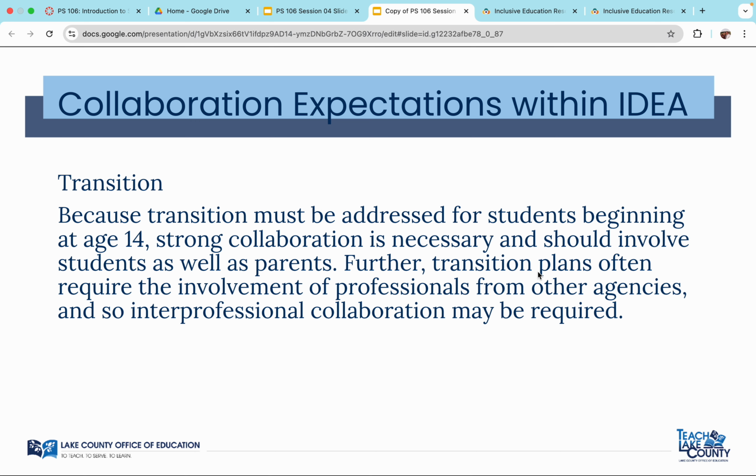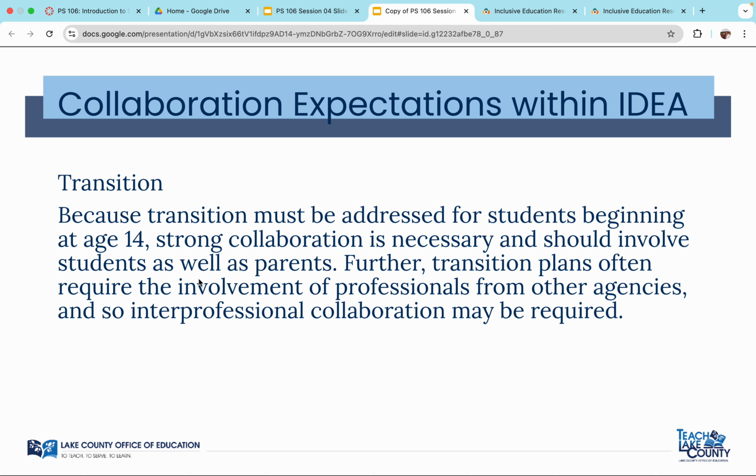Continuing with collaboration in transition, because transition must be addressed for students beginning at age 14, strong collaboration is necessary and should involve students as well as parents. Further, transition plans often require the involvement of professionals from other agencies, and so interprofessional collaboration may be required. So, age 14, we're basically talking about freshman year of high school, right?